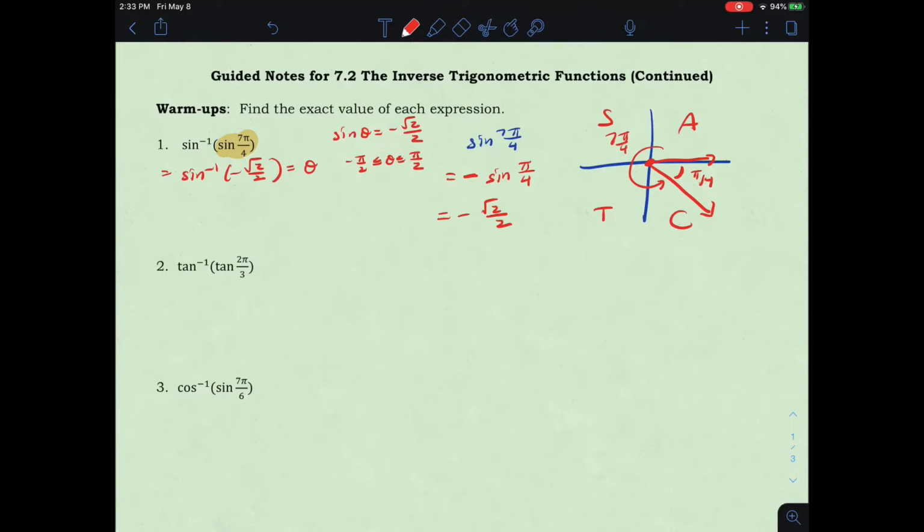And then from here, I know that my angle is going to be in quadrant 4, because sine takes on negative values there. In this case, because the reference angle for theta is pi over 4, I know that my final angle will actually just be negative pi over 4.